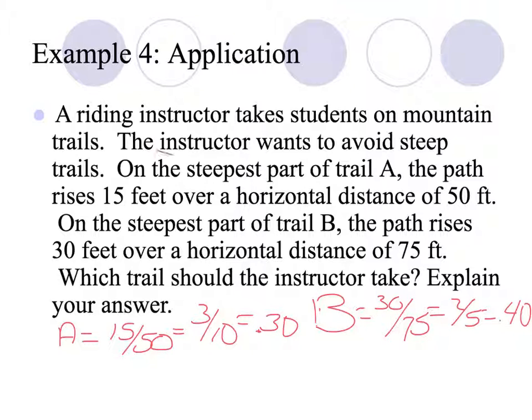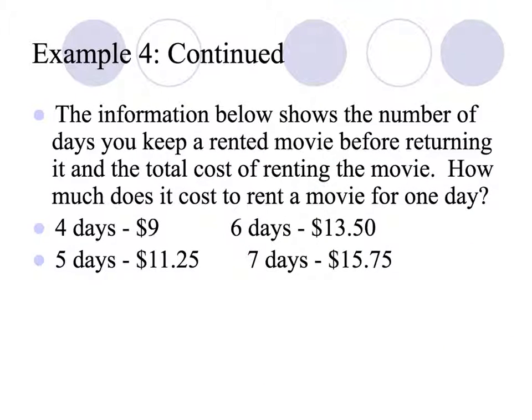The instructor wants to avoid the steep trails. If you want to avoid the steep trails, you're going to take trail A because 0.3 is smaller than 0.4. It's not as steep. The higher your numbers are, the steeper the line is. And we're not going to look at this one here.